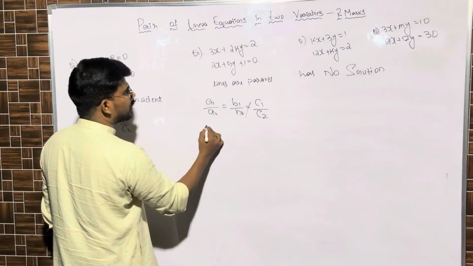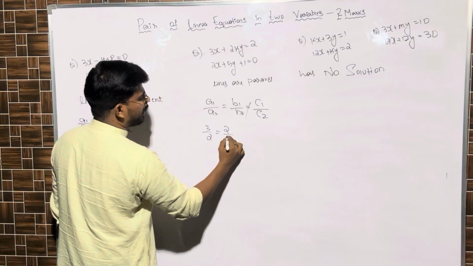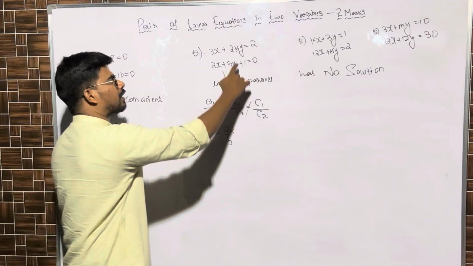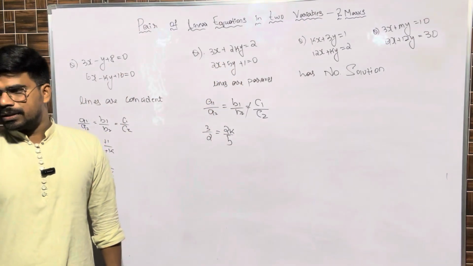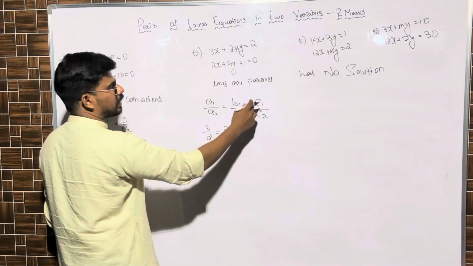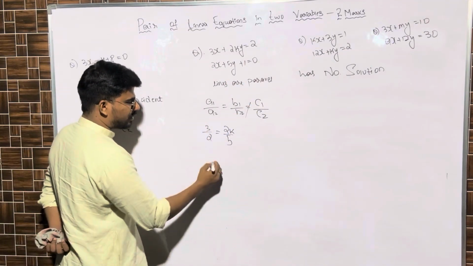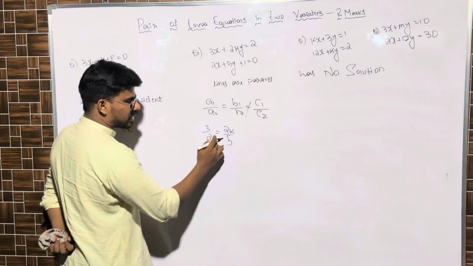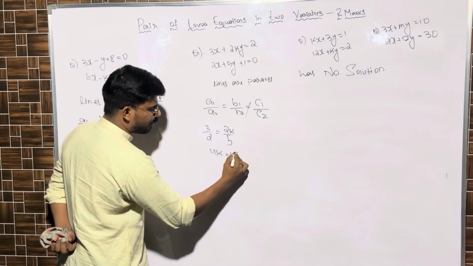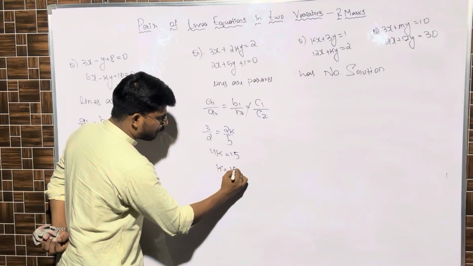What is A1 by A2? 3 by 2 is equal to 2k by 5. Apart from y, whatever is there, all of that constitutes B. Minus 2 by 1 is not required because from here we can find the value of k. If we cross multiply, 5 3s are 15, and 2 2s are 4. 4k is equal to 15. So k is equal to 15 divided by 4.